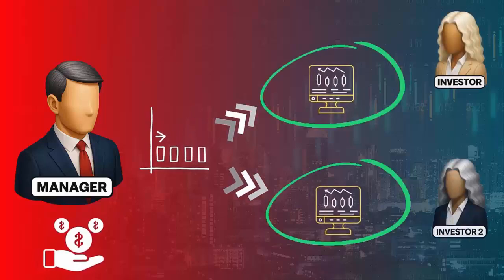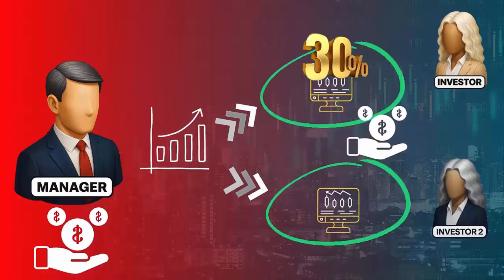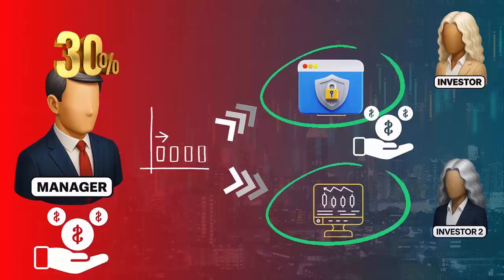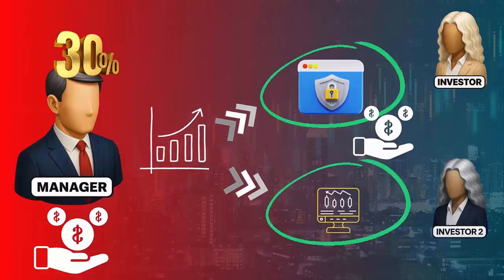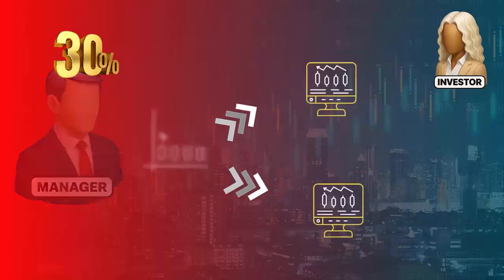When the manager makes a profit, you also earn a profit, minus a small agreed fee, usually around 30%, paid to the manager. Note that the manager does not have direct access to the investor's money. The manager trades using their own funds, while the exchange bot repeats the same transactions for the investor's funds.